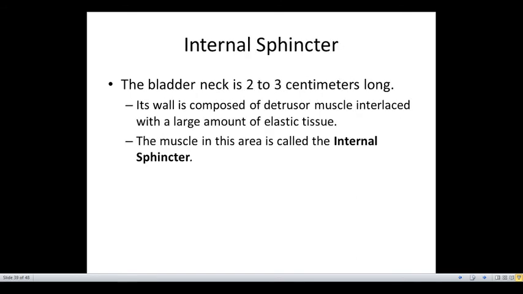The bladder neck is 2 to 3 centimeters long, and its wall is composed of detrusor muscle interlaced with a large amount of elastic tissue. And the muscle in this area is called the internal sphincter.